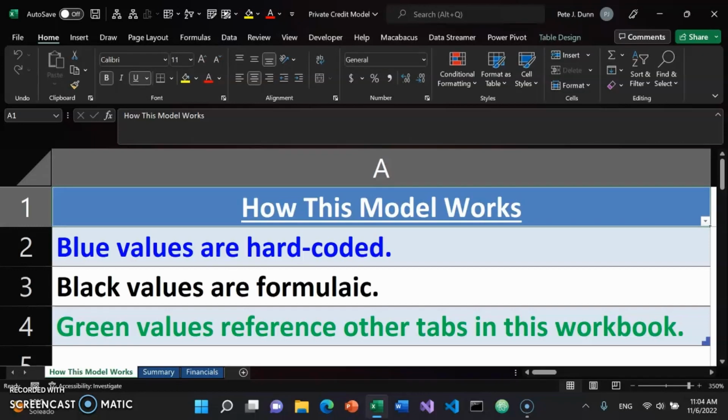Okay, to briefly describe the color coding scheme for this model, blue values are hard-coded, black values are formulaic, and green values contain formulas that reference other tabs in the workbook.